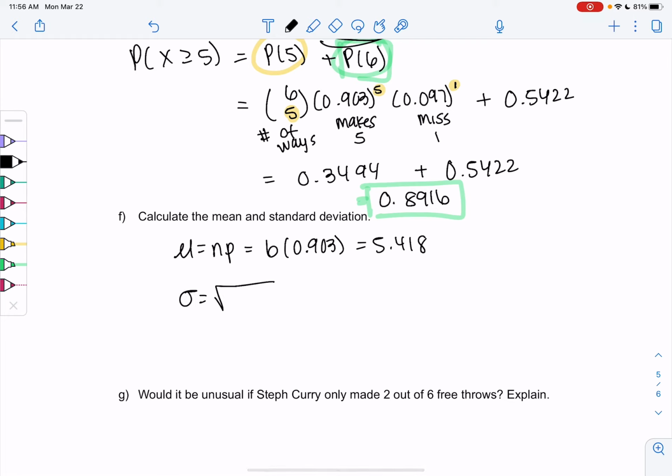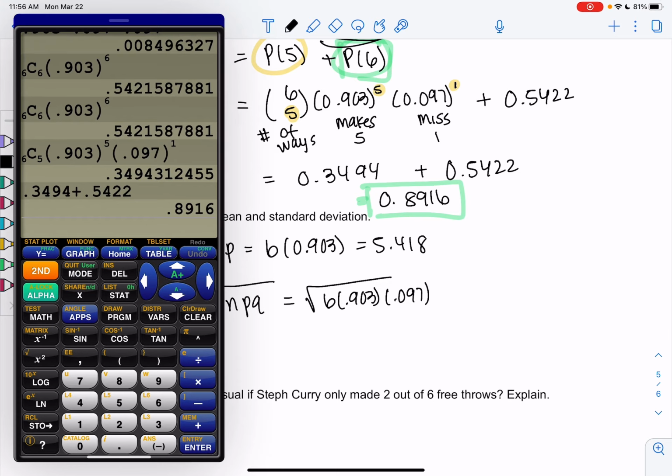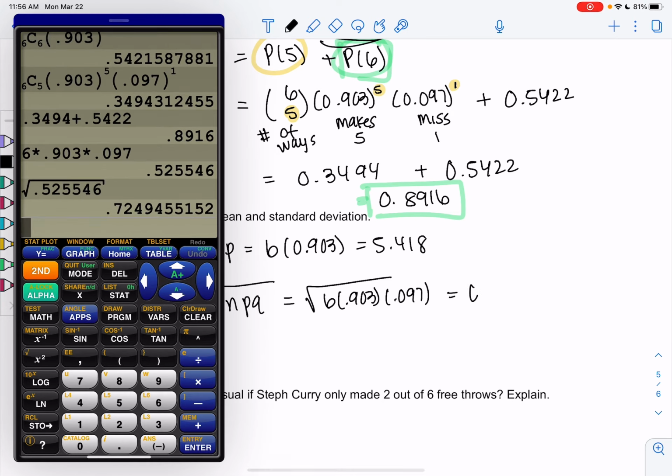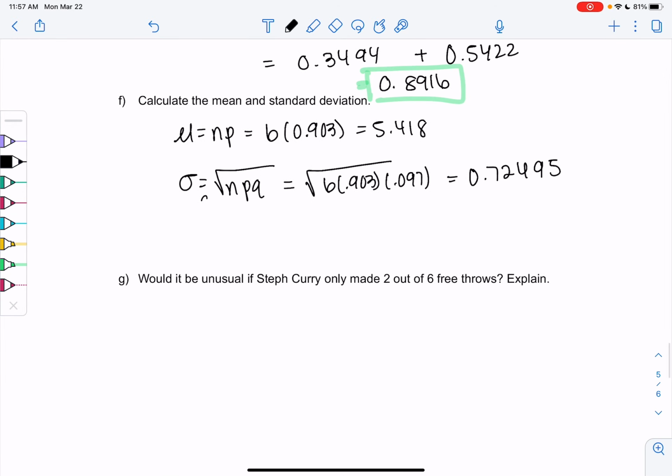And then sigma is just, again, a shortcut. We can't use one-var stat because we don't have data. So with binomial, we don't have raw data. We just have information to use formulas. So for sigma, the square root of 6 times 0.903 times 0.097. And then we'll take the square root of that. And we get a standard deviation of 0.72495. So by itself, it doesn't mean much, but let's use it to answer G.